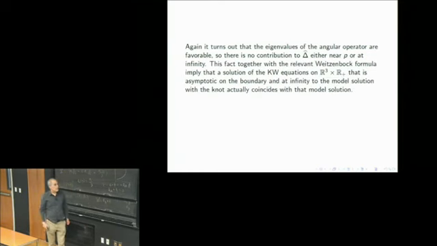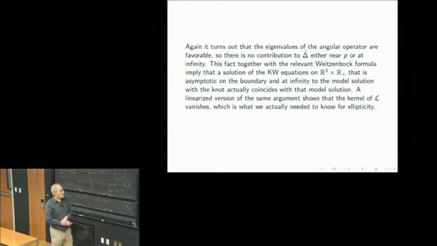So this fact, together with the relevant Weitzenbock formula, implies that a solution of the KW equations in R3 times R plus that's asymptotic everywhere to the model solution with the knot actually coincides with that model solution. A linearized version of the same argument shows what we actually need for ellipticity, that the kernel of L vanishes. So much the same argument. This is a funny case where the nonlinear version is easier to explain, but it also has a linearized version.